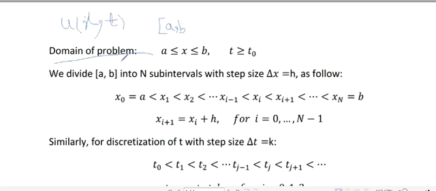Okay. And I will repeat again. Suppose that u is a function of two variables, x and t. The domain of the problem is a smaller than x smaller than b. This means the domain of x is the interval from a until b. And t starts from t0, and the interval for x is from a until b. Okay.